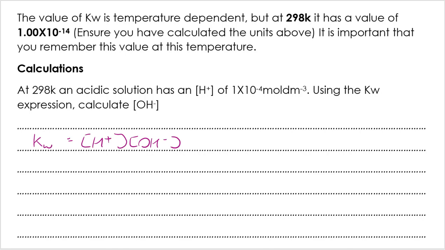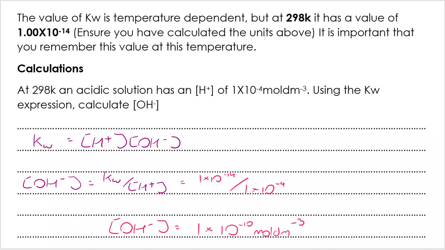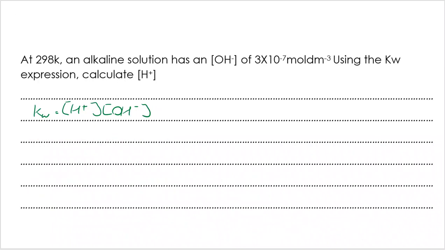So I'm going to start by writing out my expression for Kw. It's H plus times OH minus. I want to know the OH minus concentration, so let's rearrange to make that the subject. I know that Kw is 1 by 10 to the minus 14 because this is happening at 298 K, and we're told that the acid has a concentration of 1 by 10 to the minus 4. I then simply need to put those numbers into my calculator, and I get to an answer of OH minus concentration is 1 by 10 to the minus 10 mol dm to the minus 3. So let's do another calculation just like that.